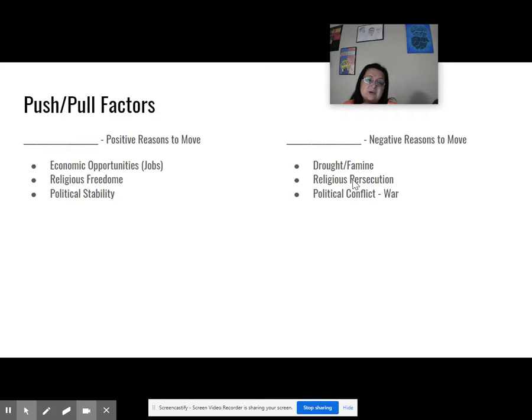Political conflict. So if I was scared that Mexico was going to invade us, if I am scared that we are having a war, then I might be scared for my family. I might be scared for my safety. So I am going to go to another area where I could be safe. Okay. So make sure that you are answering which one is a push factor and which one is a pull factor.